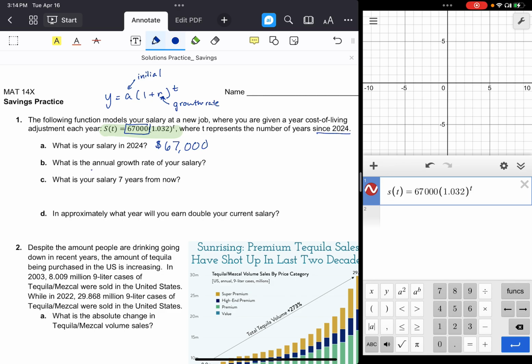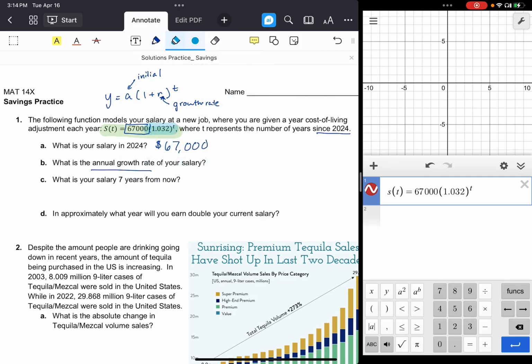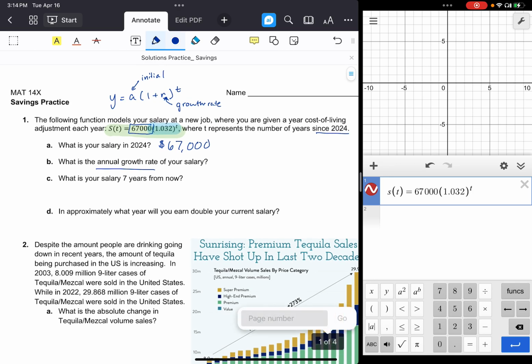Now, annual growth rate, that's this R that we're looking for as a percent, but I'm not given R. Instead, I have this whole 1 plus R. And so I can do a little bit of work. Remember, we talked about in class, some of us might be able to just look at the equation and pull out that R value. But just so that you get some practice, you could also set yourself up.